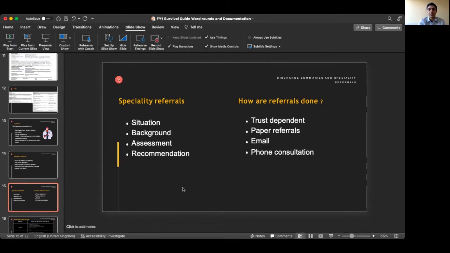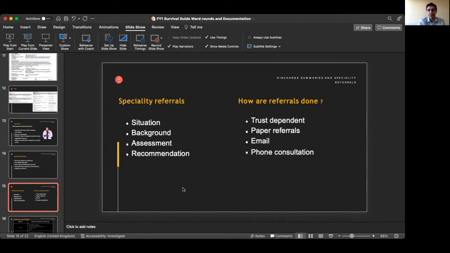So that's your SBAR. I won't go on more about it because you would have had experience doing SBARs, but it's important to practice your SBARs and to use this framework when referring to a specialty. Now you will ask yourself, how do you refer to different specialties? Again, this will be trust dependent. We have people watching this talk who will be going to different hospitals across the country.